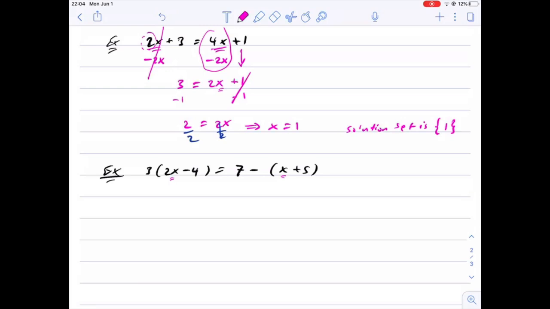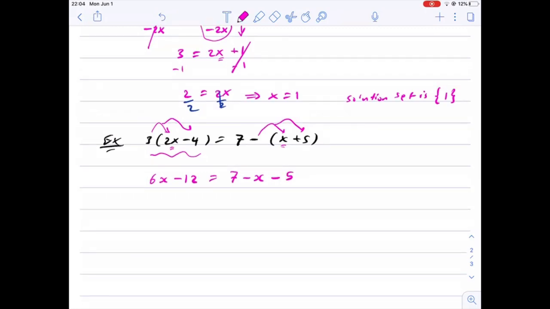So how to do that? We need to distribute 3 over the left-hand side parentheses. This gives 3 times 2x, that's 6x. 3 times negative 4 is negative 12. That's the left-hand side. Now on the right-hand side, we have 7 minus the parentheses, so we change the signs of x and 5. Now we have an equation with no parentheses.